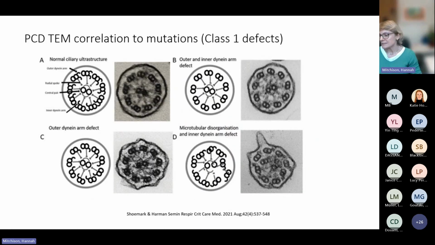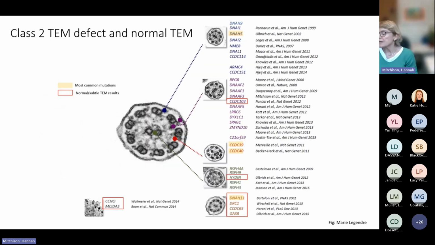So these are the classic, the slightly more classic forms. This is a slightly old slide, and it doesn't contain all the genes that we know about now. This is a slide created by Marie Legendre from a teaching session that we did some years ago, just to explain these class 2 TEM defects.